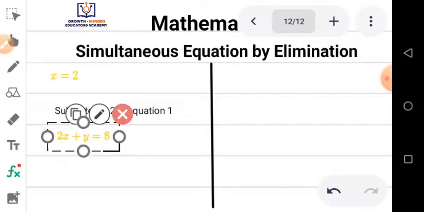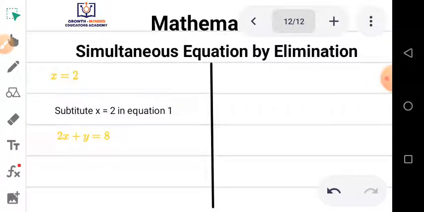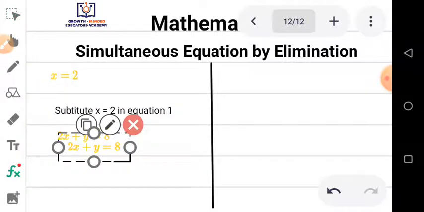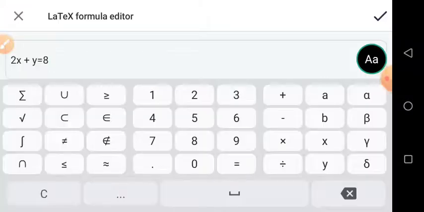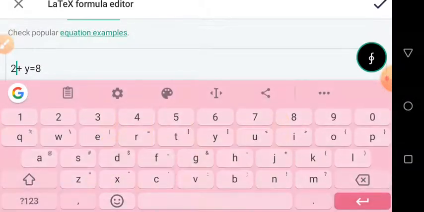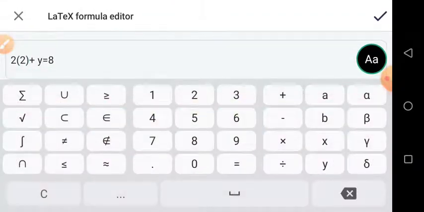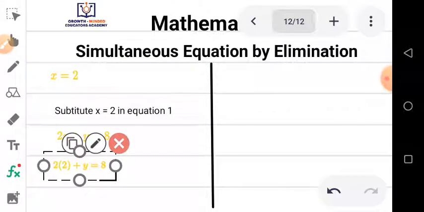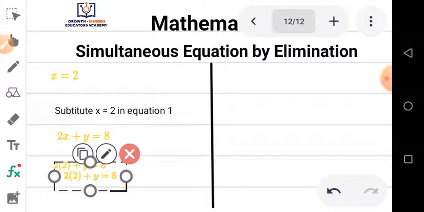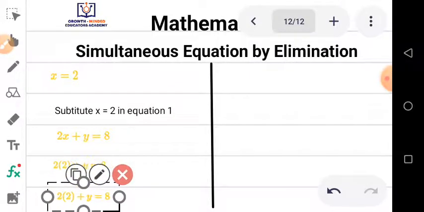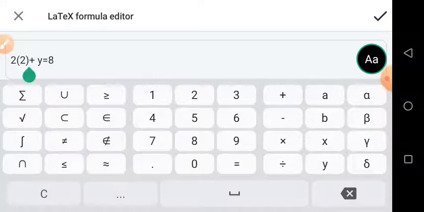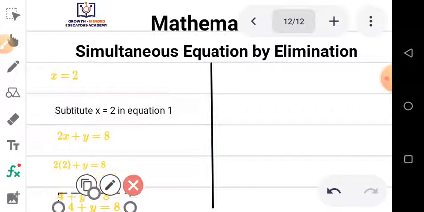So equation 1 is 2x plus y equals 8. Remember that x equals 2. So we substitute x equals 2 inside this place. Okay, we're going to use our brackets. So 2 bracket 2 plus y equals 8. And that will give us 2 times 2. 2 bracket 2 means 2 times 2, so that will give us 4. So 4 plus y equals 8.